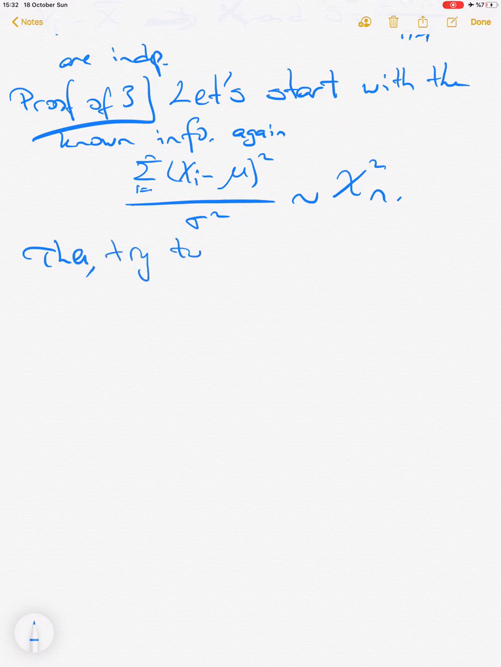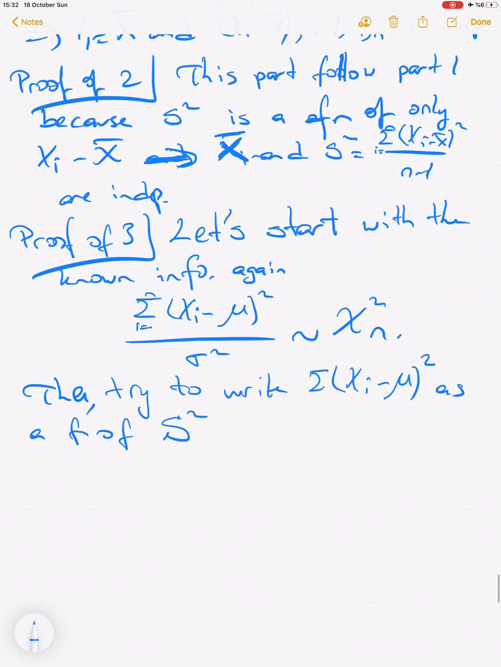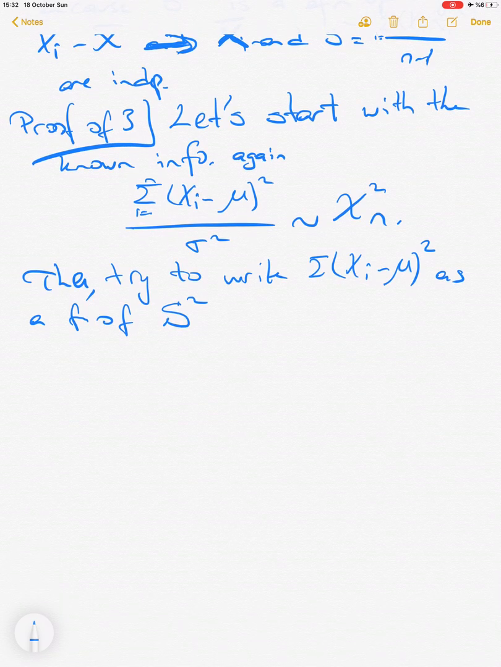Then try to write the summation xi minus mu whole square as a function of s square, because we want to find the distribution of function of an s square. How can we do that? Okay, so in the s square formula we have xi minus x bar squares, but we have xi minus mu. If we add and subtract x bar term, then we can catch s square form by the given information.